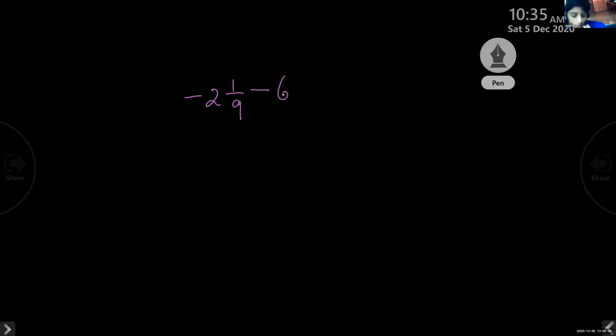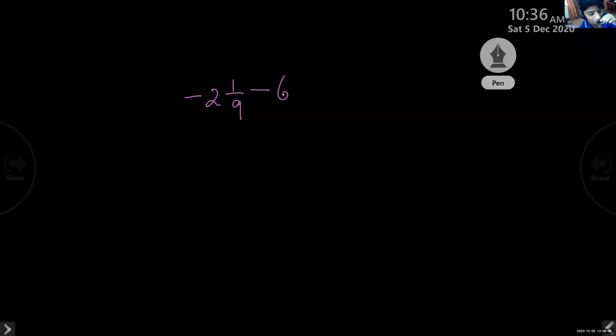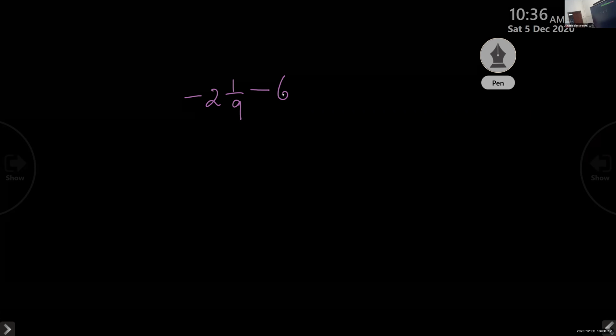Okay, so tell me the answer. 17 by 6, make it a mixed fraction. Ma'am, because there is a negative, negative 73 by 9. Negative 73 by 9 is the correct answer. Instead of 9, I wrote 6, ma'am.